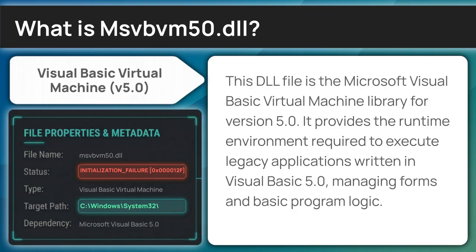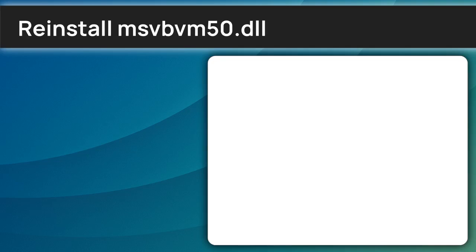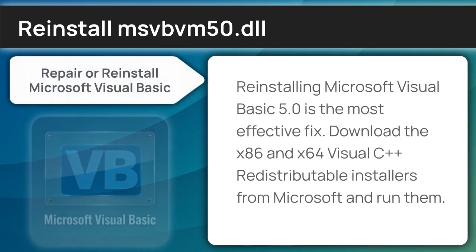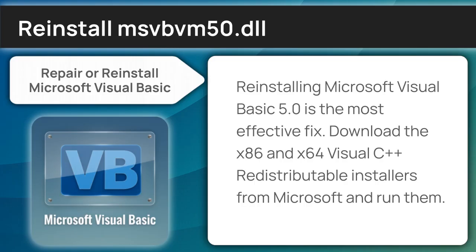It provides the runtime environment required to execute legacy applications written in Visual Basic 5.0, managing forms and basic program logic. Enough of the technical side, let's get these files back onto your system. A reinstall of Microsoft Visual Basic 5.0 usually clears this up. Head to Microsoft, download the Visual C++ redistributables for x86 and x64, and install both.